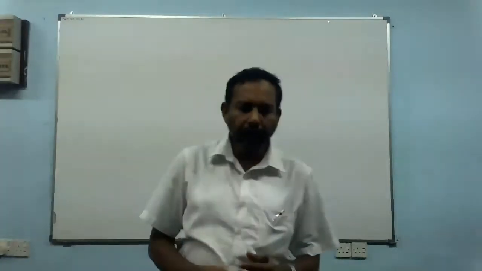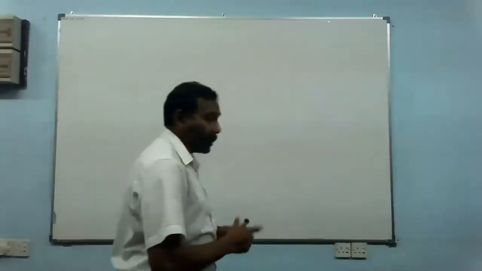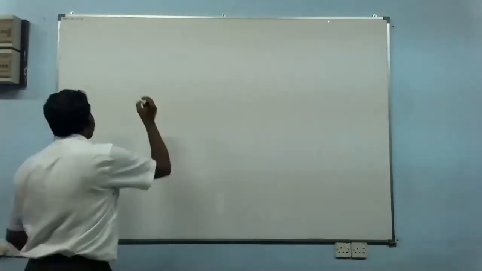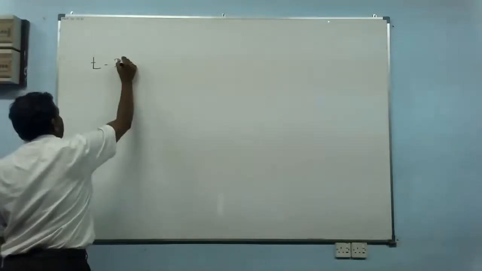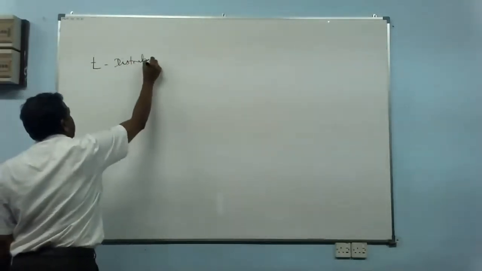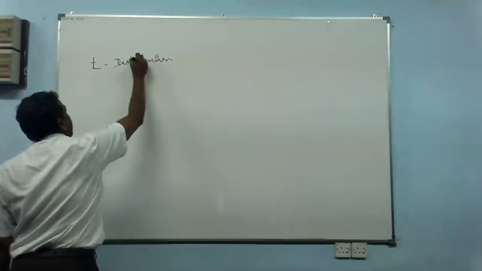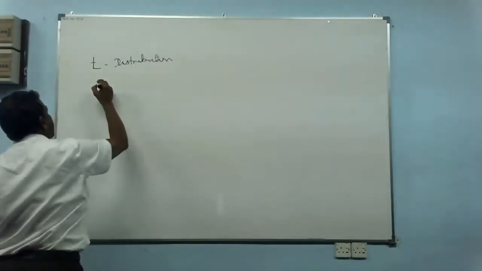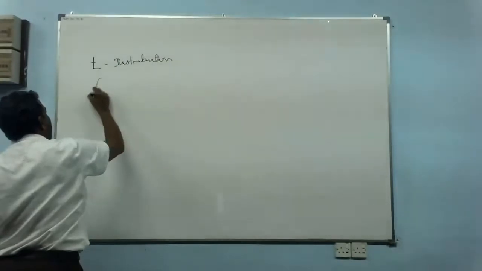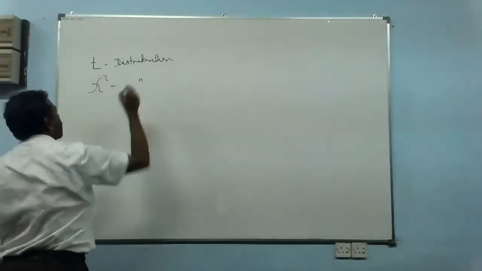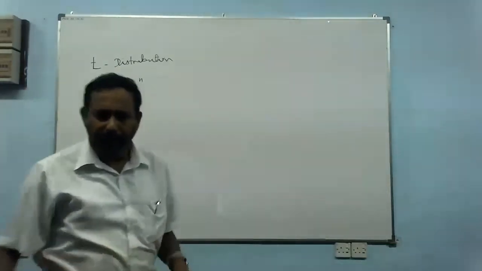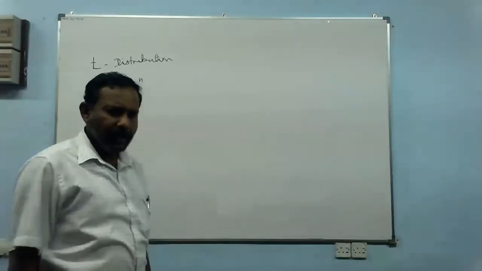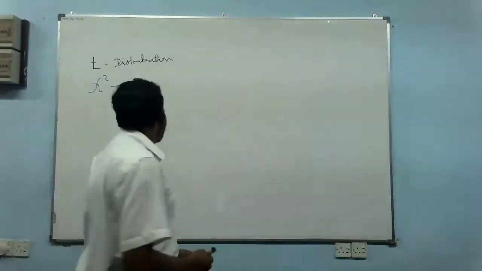I want to talk about a few distributions that I will speak about at later stages. One is called T distribution. The other one is called chi-square distribution. We will talk about these distributions first. Otherwise, it's complicated. So we will start with T distribution.